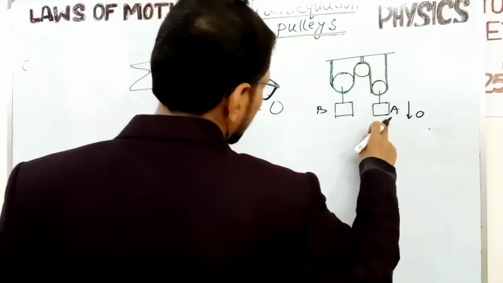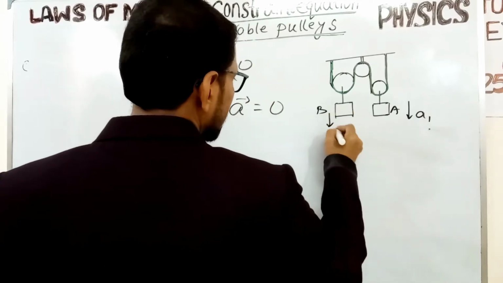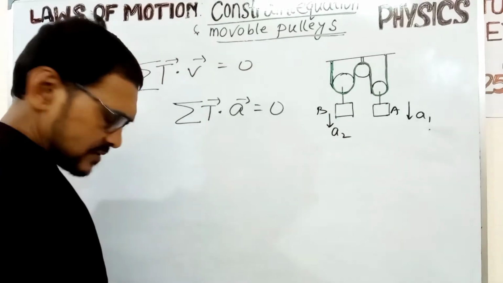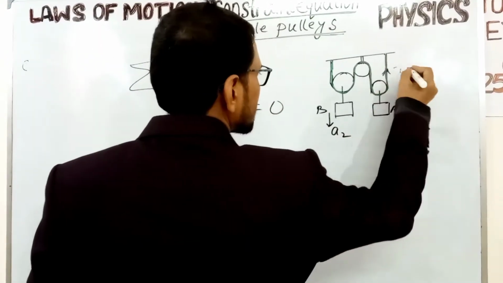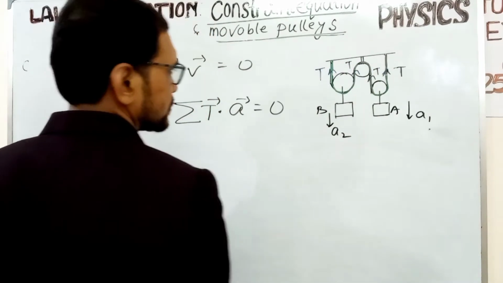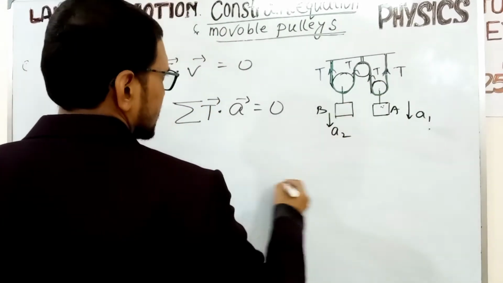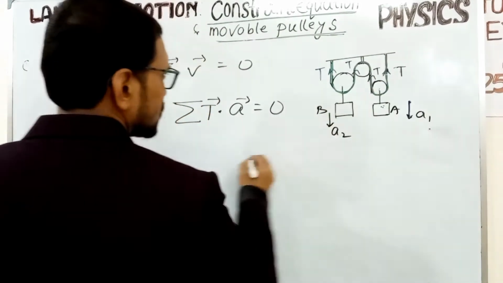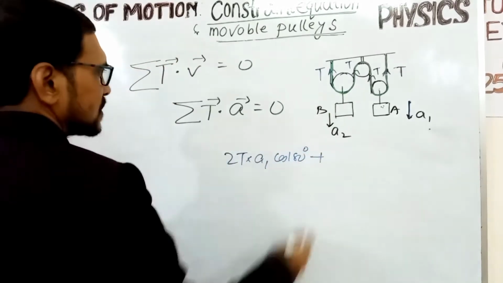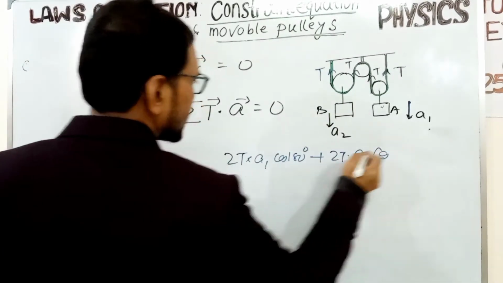Suppose you are asked what is the relation between the acceleration of A and B. Suppose two blocks are moving downward with accelerations a1 and a2. Now if we apply this method, first the tension of the string is T here. This block is attached with this pulley. Now this block is moving downward, so 2T into a1 cos 180, plus, this block is also moving downward, so 2T into a2 cos 180.